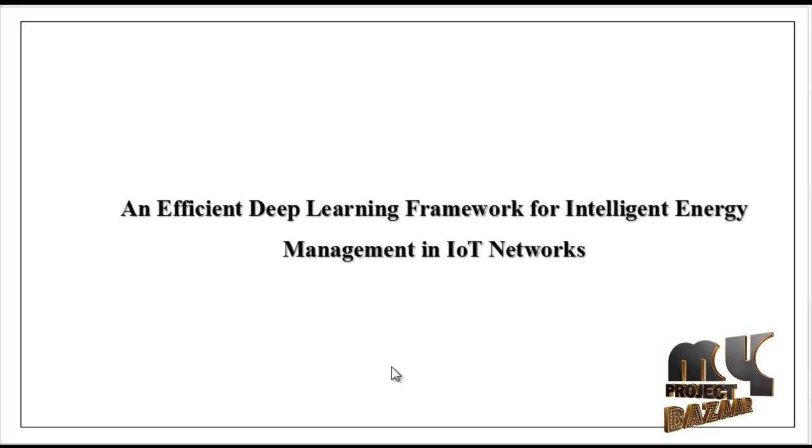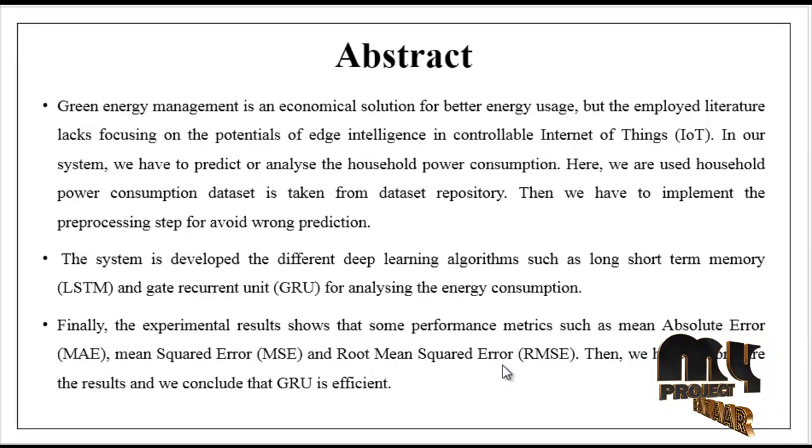Now we are going to discuss the title: An Efficient Deep Learning Framework for Intelligent Energy Management in IoT Networks. Now we are going to see the overview of our project, that is the abstract. The main objective of our project is to forecast the household power consumption by using different deep learning algorithms. Green energy management is an economical solution for better energy usage, but the existing literature lacks focus on the potential of edge intelligence in controllable Internet of Things.